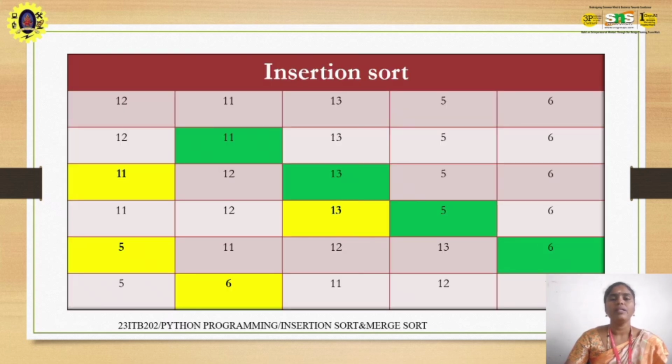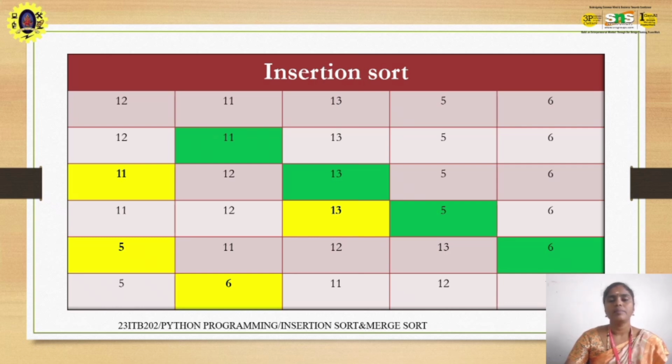Here is the example which illustrates the insertion sort. Here, this is the first step, initial stage with the elements 12, 11, 13, 5 and 6. In the second pass or second iteration, the element 11 is compared with the sorted array. 11 is the smallest when compared to 12. So we insert the 11 before the value 12. In the next step, we compare 13. 13 is greater than 11 and 12, so it is in correct order. So there is no need to change the position.